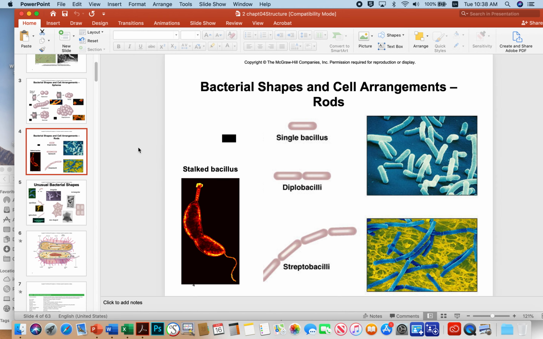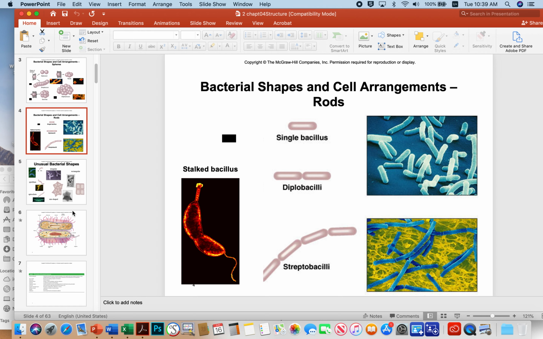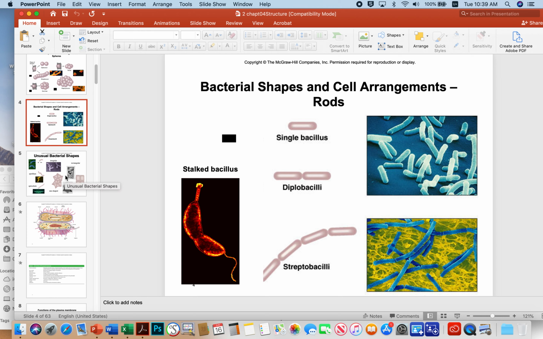Another common shape is the rod shape, but we also refer to it as bacillus. So here's a single bacillus, and then two together is a diplobacillus, and then a chain of bacilli is streptobacillus. Some microbes have these little stalks, so they're unusually shaped. They're kind of rod-shaped, but they have a little stalk on them. The stalk allows this particular microbe to attach itself to rocks in a stream, for example, and then it'll produce a little baby that has a flagellum that can break away and swim off. But those coccus and bacillus are the two primary morphologies.